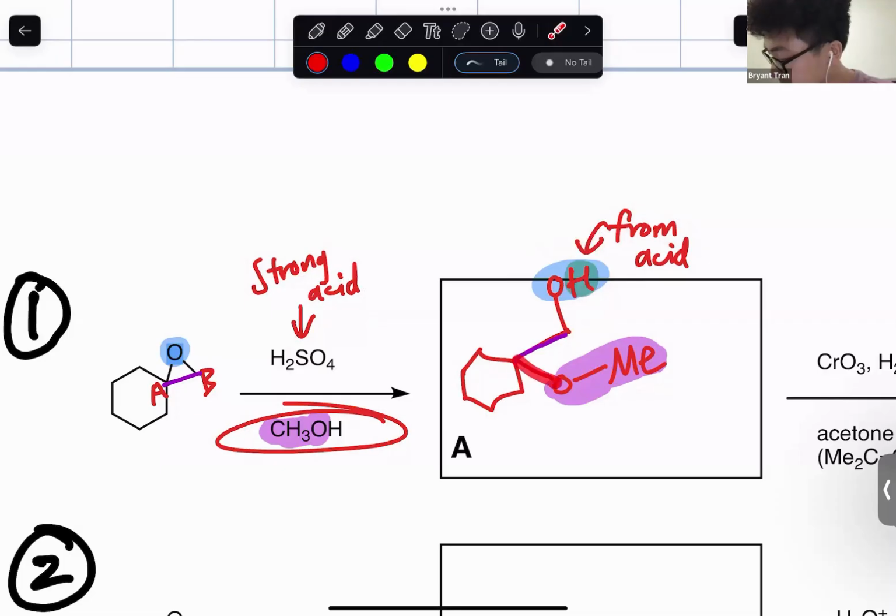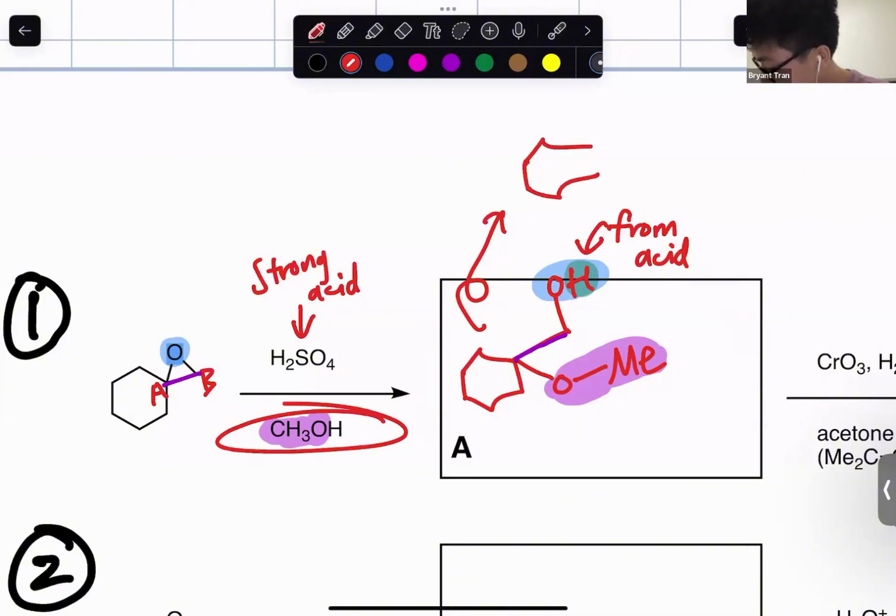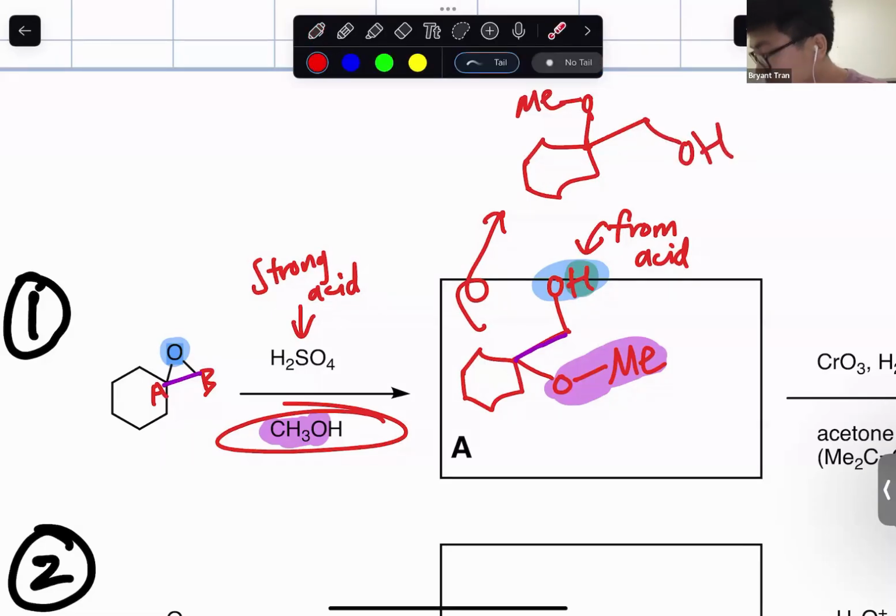And then we have to make sure that they're anti to each other, in opposite directions from each other, like that. So this is an acceptable answer. On the key, your professor put this, which is the same thing, right? He put OMe going up, and he put OH going down. They're still the same thing because OMe is still on the more substituted side, and these two bonds here are opposite to each other, anti to each other. Right. It's still the same thing.